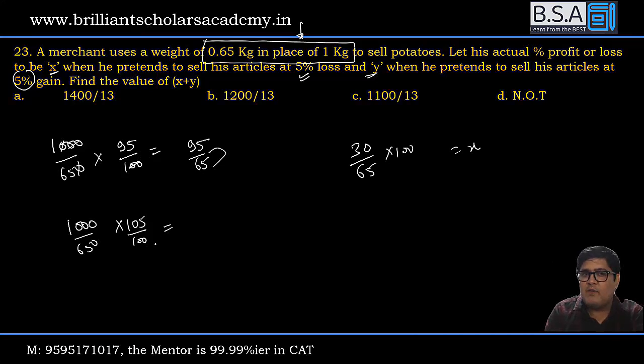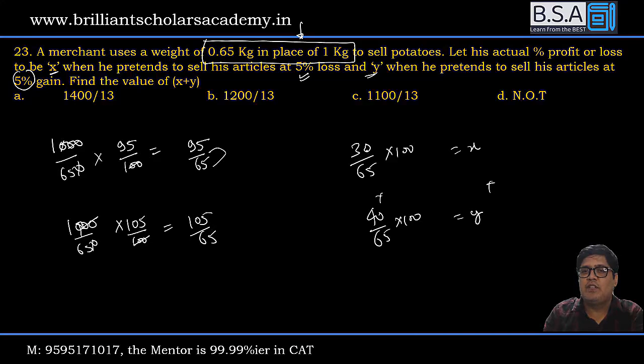Here, what is y? What is the actual one? These two zeros and this third one cancel. I have 105 upon 65. How much more do I have in the numerator? 40 upon 65 into 100. That is y. The question says, what is the addition of both?